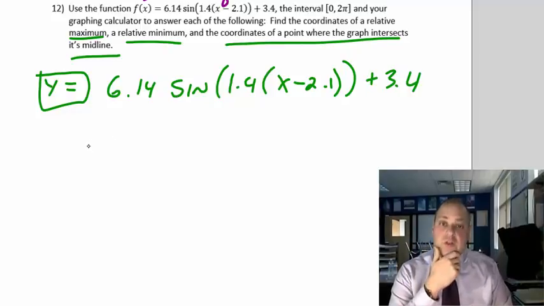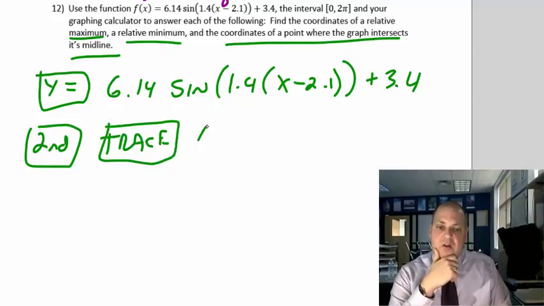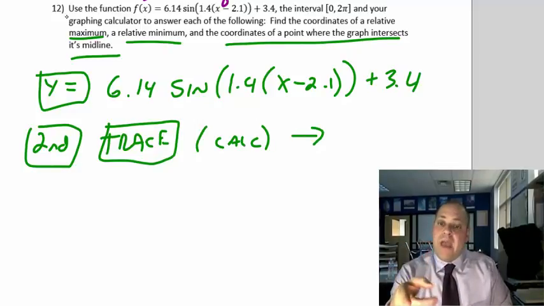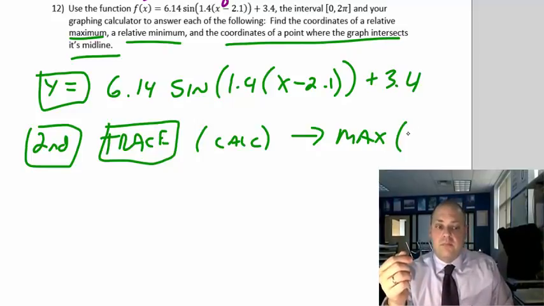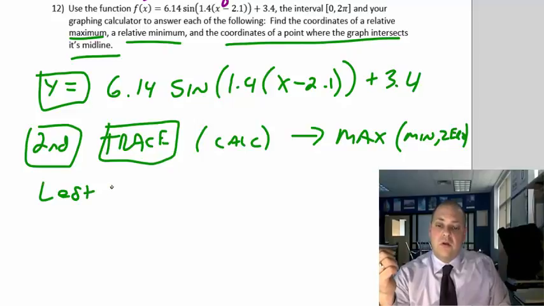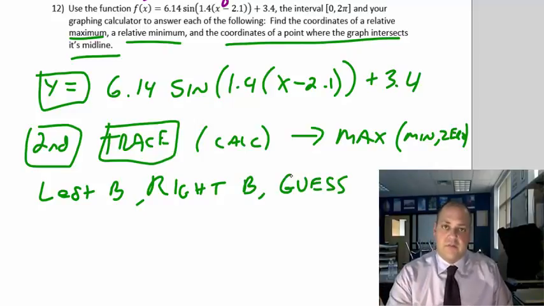Okay, now, what do? Second trace. Second trace is the calculate menu. For the max, you go to max. So go to max or min or 0, whatever you want. And then do left bound, right bound, and then guess. Just like every other, we've done this a million times.